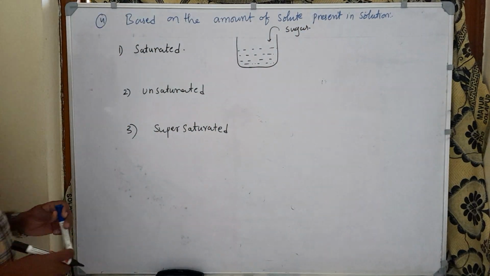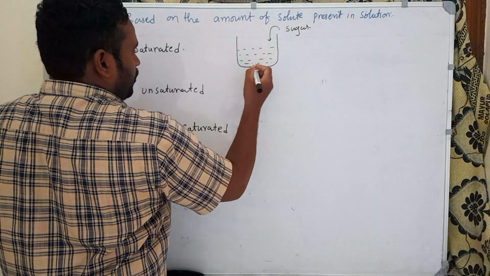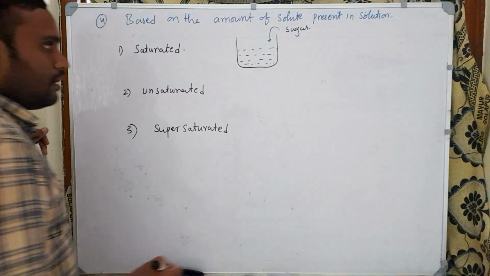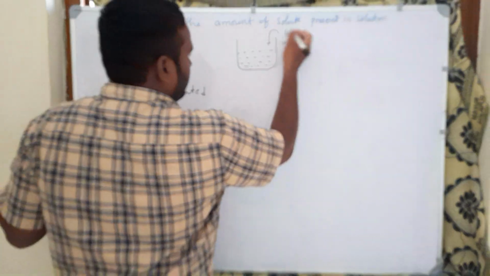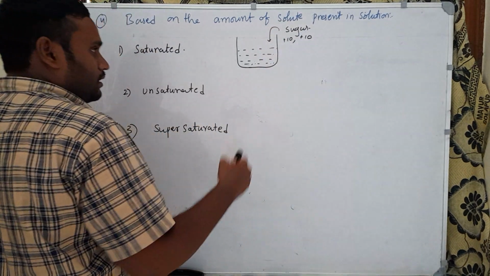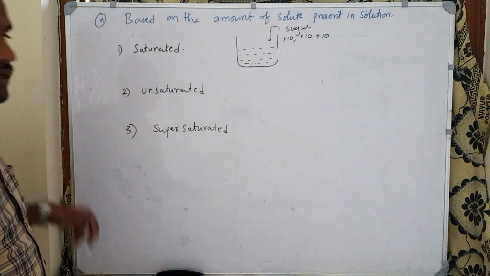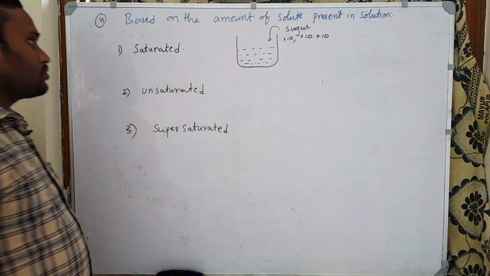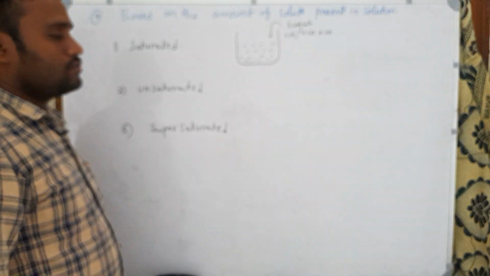So when you are adding sugar to the water, initially when you add just a small amount of sugar, the total sugar dissolves in it. First let us consider we are adding 10 grams of sugar, and the total sugar is dissolved, and again we add 10 grams, like that. After adding a particular quantity, the water cannot dissolve any more solute in it. Such types of solutions are called saturated solutions.